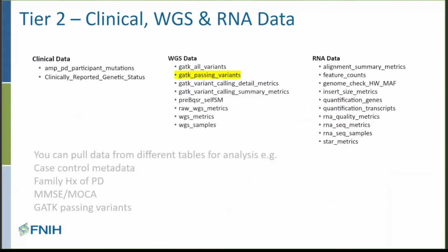Then in our Tier 2 data, there is additional clinical data. We have specific mutations that are known to relate to Parkinson's disease, so you can use that as your inclusion criteria for a cohort. We also have a lot of data on whole genome sequencing and on RNA sequencing, including, most importantly, queryable variant data.